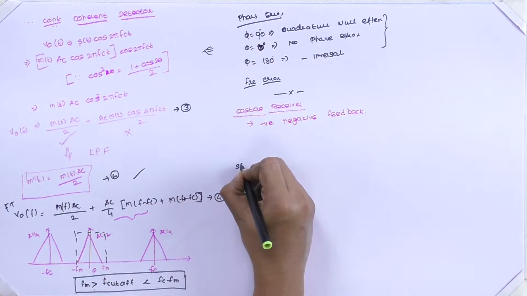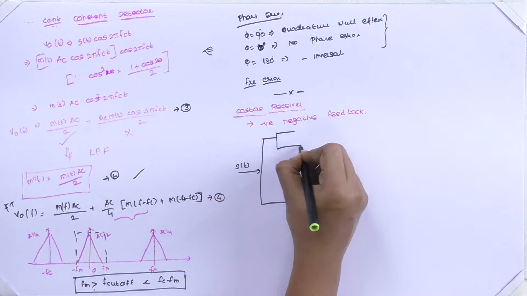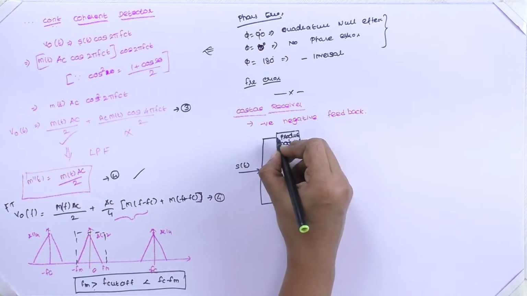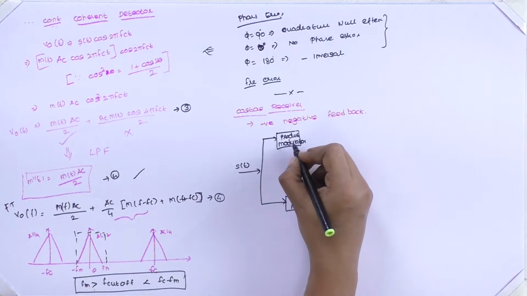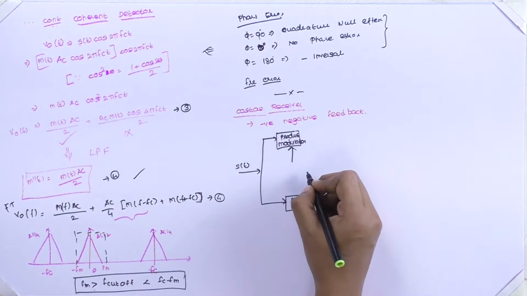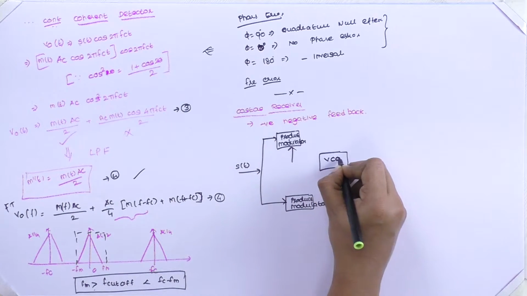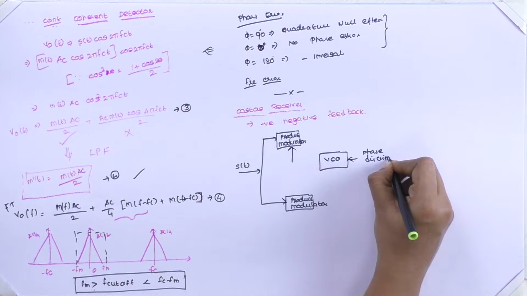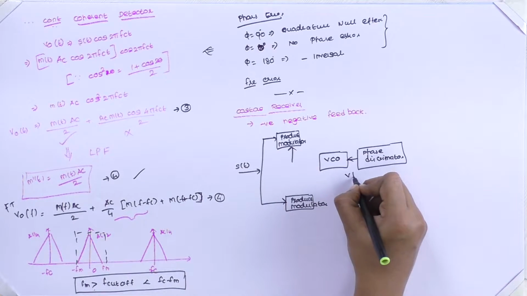Here, this is our modulated signal which we are applying to the receiver part, and here we have the product modulator. And here we have another product modulator, similar to the balanced configuration, but instead of using the same carrier on both sides, we are going to use a negative feedback system. So here we have the VCO, voltage controlled oscillator, and here the phase discriminator to nullify the phase difference, to get the VDC.